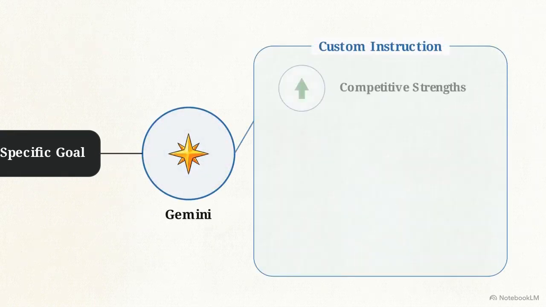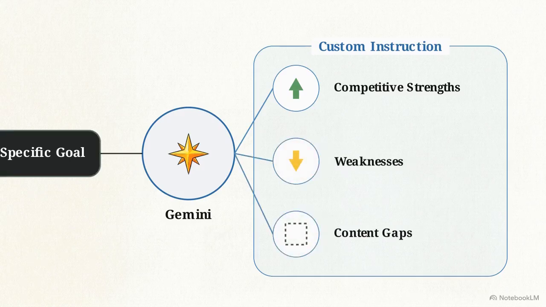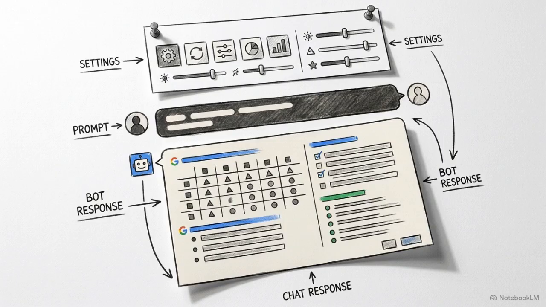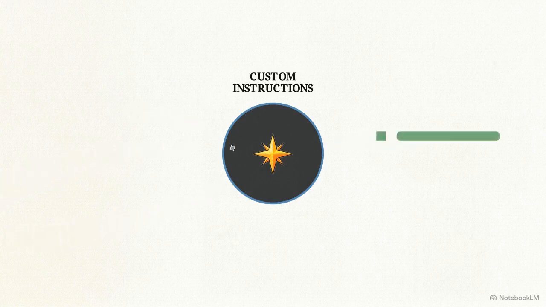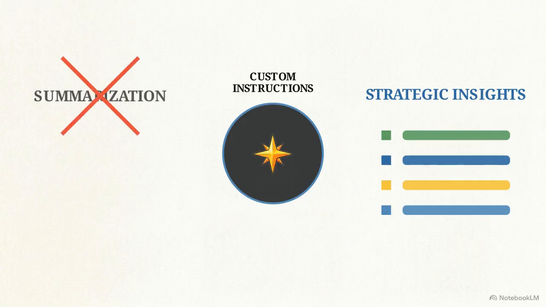Ask it to write a custom instruction focused on identifying competitive strengths, weaknesses, and content gaps based on your specific goal. Take that output, return to Notebook LM, and focus on the middle panel. Paste this text into the Configure Chat window. Every question you ask from this point forward is now filtered through that analytical framework. This configuration locks the AI into the specific criteria defined in your custom instruction, ensuring it looks for strategic insights rather than just summarizing text.